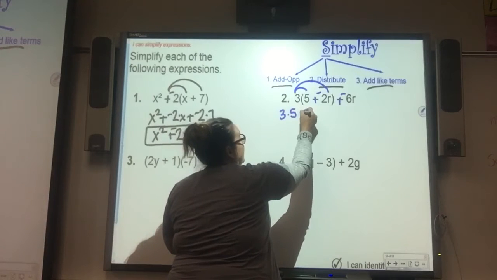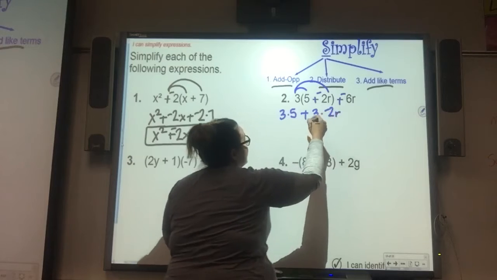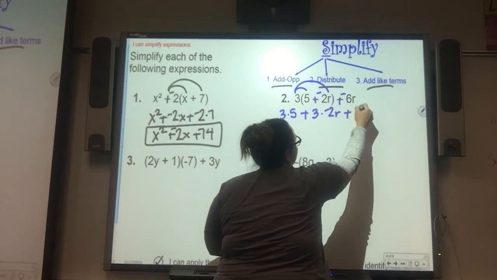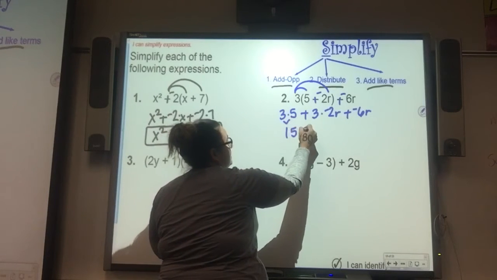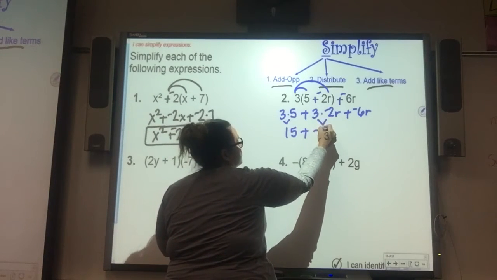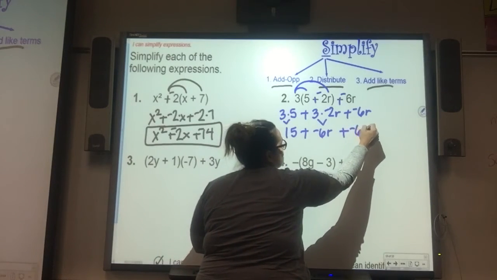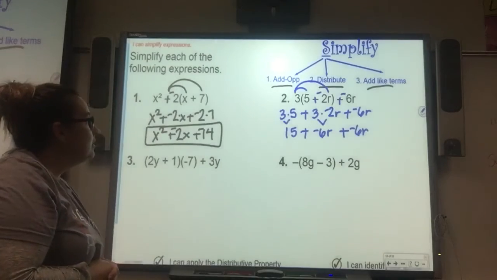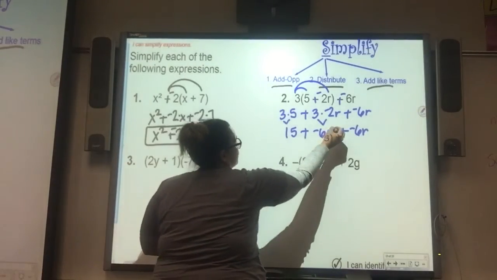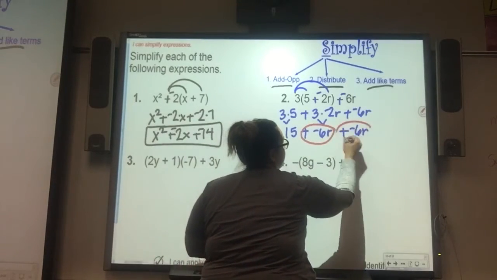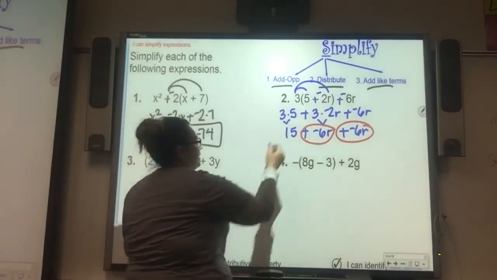So 3 times 5 plus 3 times negative 2r plus negative 6r. So 3 times 5 is 15. 3 times negative 2 is negative 6r plus negative 6r. And so we can combine like terms. Plus negative 6r plus negative 6r. And 15 is just kind of doing its own thing.